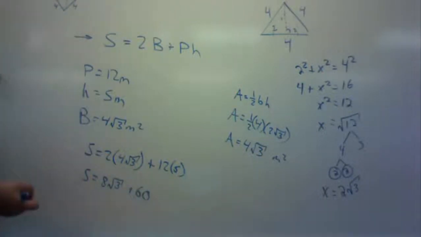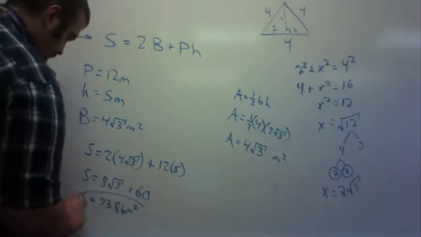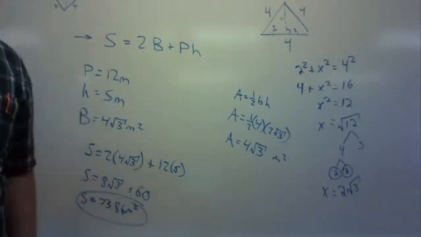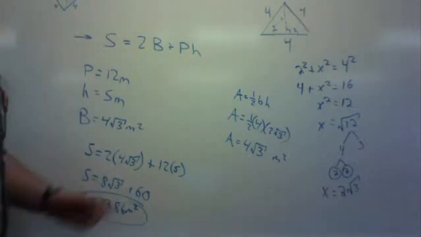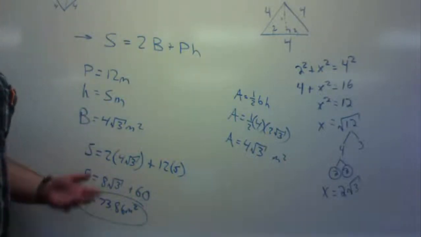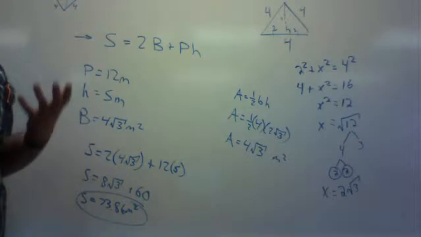And at this point, I'd probably just punch it in my calculator so I don't have to deal with an addition sign at the end. And I got 73.86 meters squared. And there we go. That's how you would do a problem like this. The hardest part is probably going to be finding the base area, because it's always going to be a regular polygon whenever we're doing this.